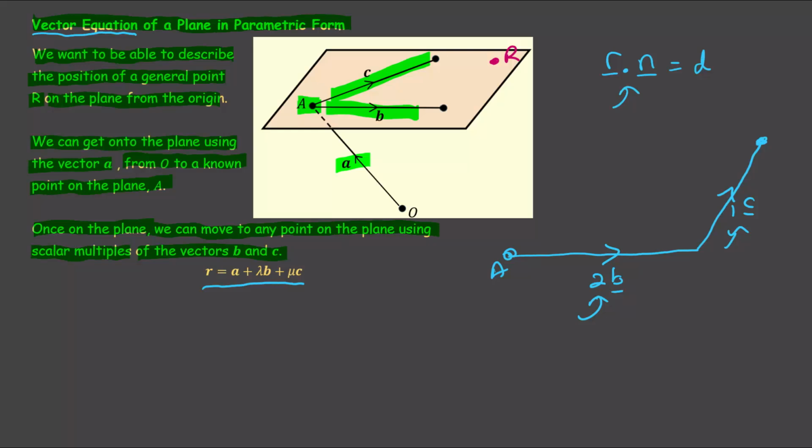And just like coordinates work on an XY plane, we can get to any point which is on the plane using this system. So the way we write that is that R, that's the position vector of a general point on the plane, is equal to A, so that gets us onto the plane, and then we have scalar multiples of B and C moving us around the plane.